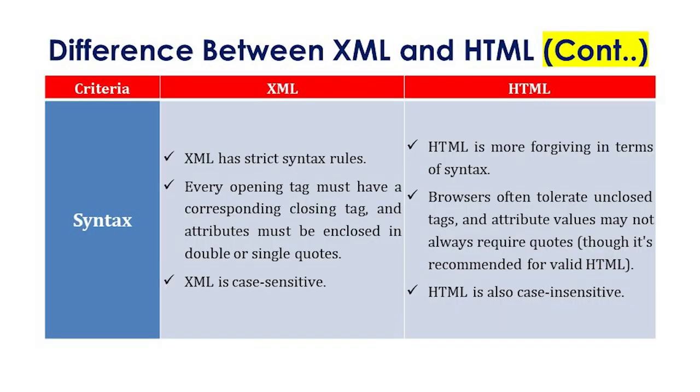The next criterion for finding the difference between XML and HTML is syntax. XML has strict syntax rules. Every opening tag must have a corresponding closing tag, and attributes must be enclosed within double quotes. XML is case sensitive. In the case of HTML, it is more forgiving in terms of syntax. Browsers often tolerate unclosed tags, and attribute values may not always require quotes, meaning double quotes or inverted commas. HTML is also case insensitive.